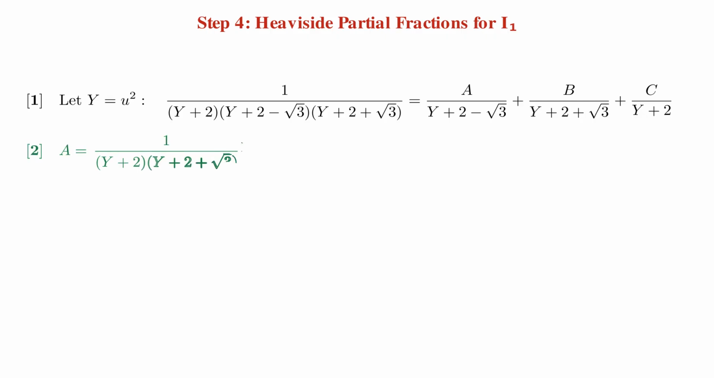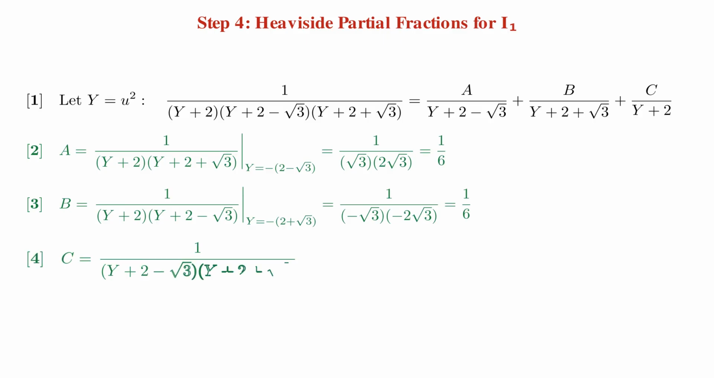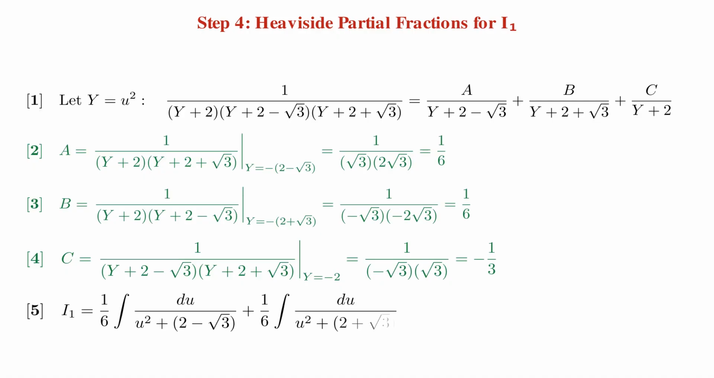Covering the first factor gives coefficient a equals 1/6. Covering the second factor gives coefficient b equals 1/6. Covering the third factor gives coefficient c equals negative 1/3. Substituting coefficients back gives 3 standard integrals for I1.